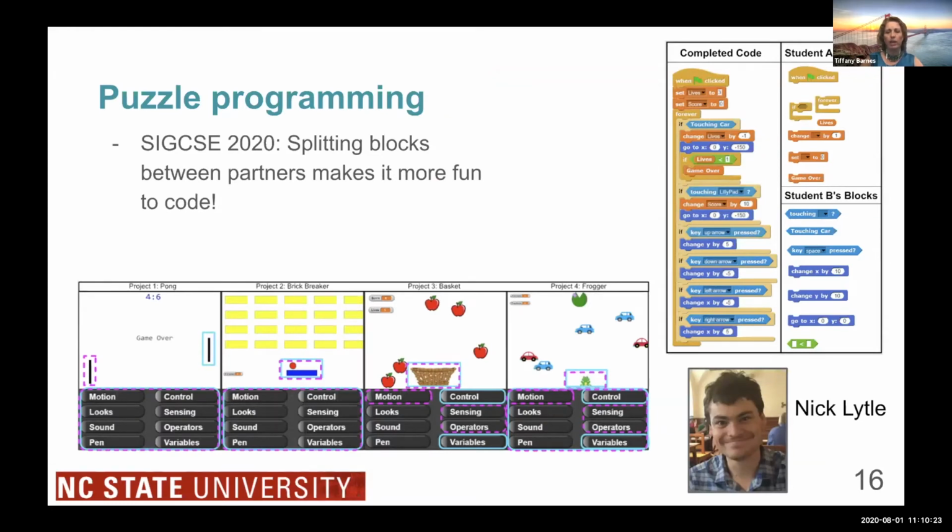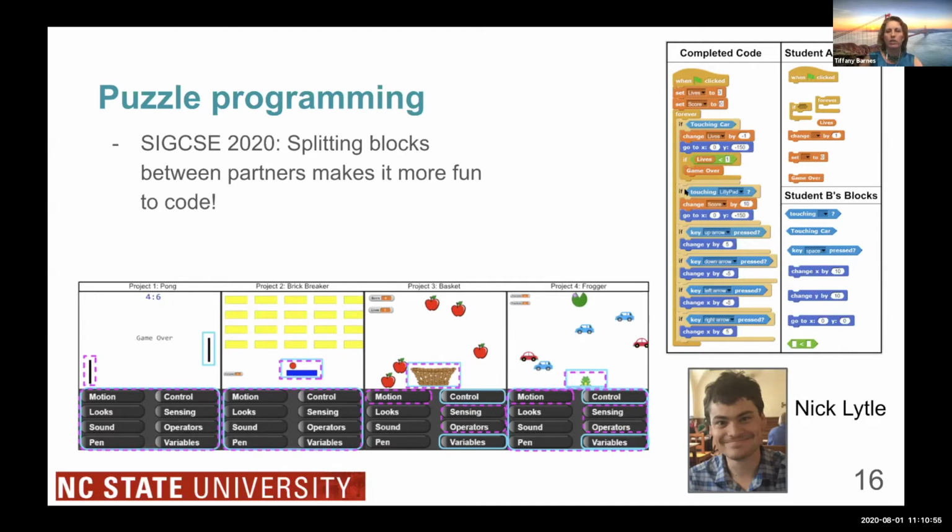Another thing we've looked at, and I apologize for this picture of Nick, I hopefully have some better ones somewhere, is exploring some collaboration in Snap. We've used NetsBlocks, which is a really cool extension of Snap, and done a study in a middle school where we had students programming these four projects: Pong, Brick Breaker, Basket, where you catch apples in a basket, and Frogger, and had them explore different ways of programming.